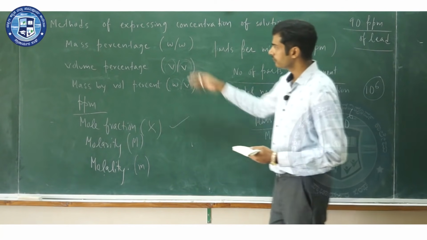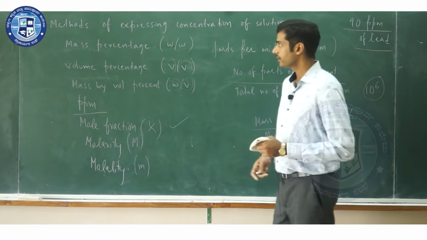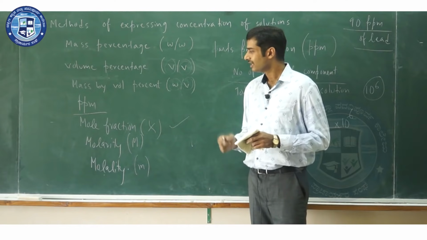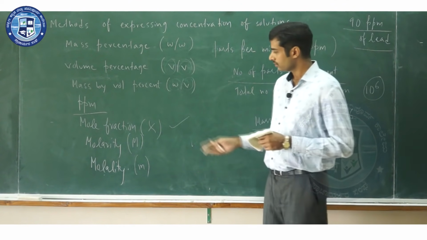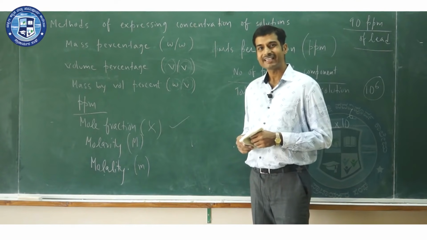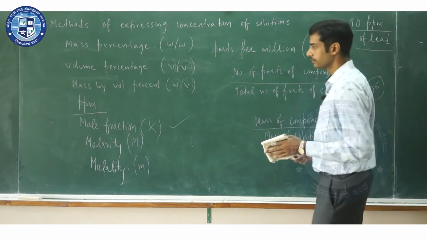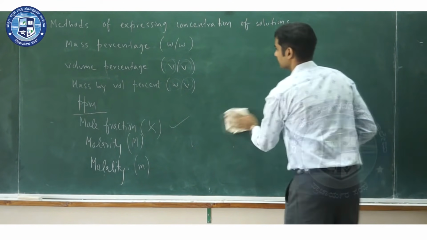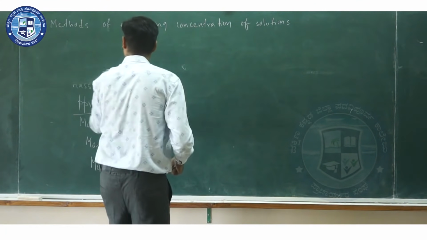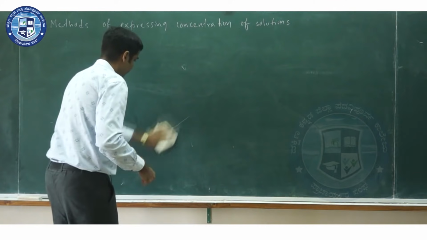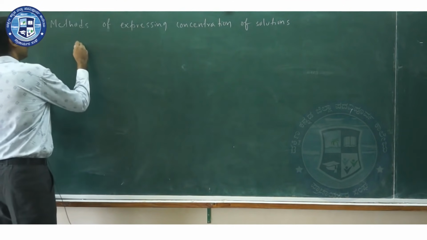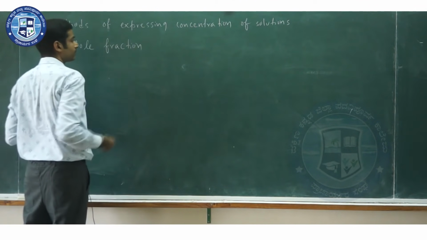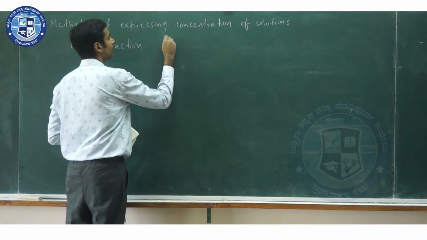So with this brief review of the first 4 methods of expressing concentration, let me go through the remaining 3 in greater detail, because these are the ones which we are going to use extensively in this particular chapter. Mole fraction. Mole fraction, the symbol will be chi.